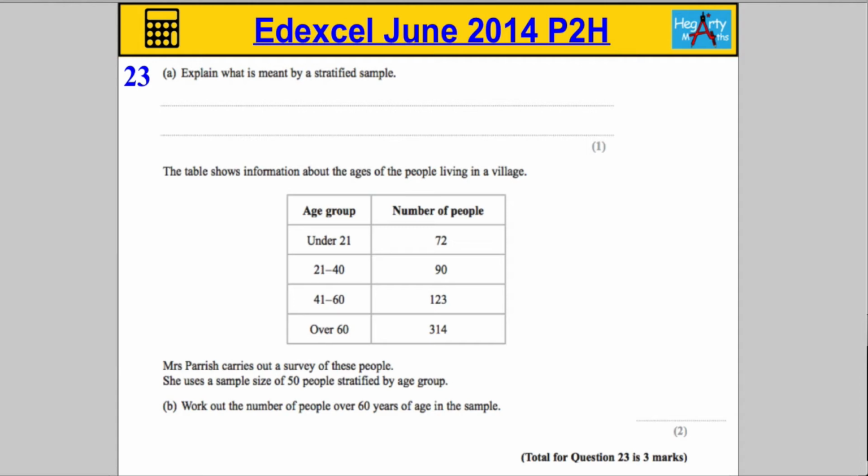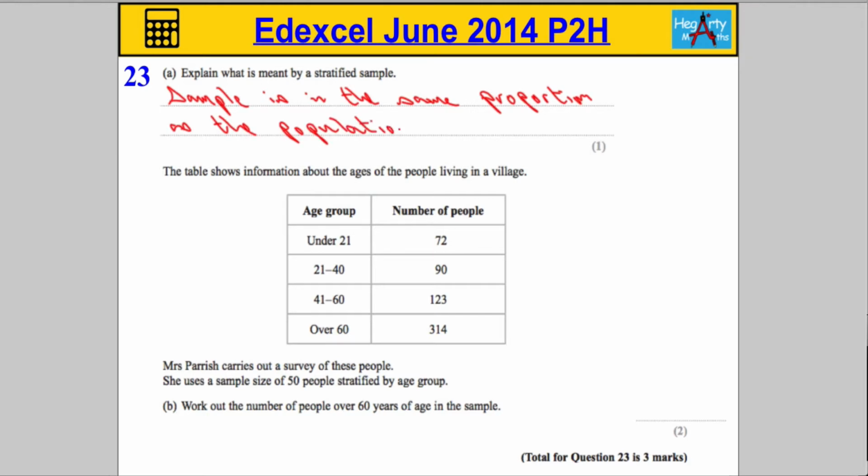Question 23, Part A. Explain what is meant by a stratified sample. Okay, basic definition here, you just got to know it. It's when the sample is in the same proportion as the population. So just learn that off, know it for 1 mark.